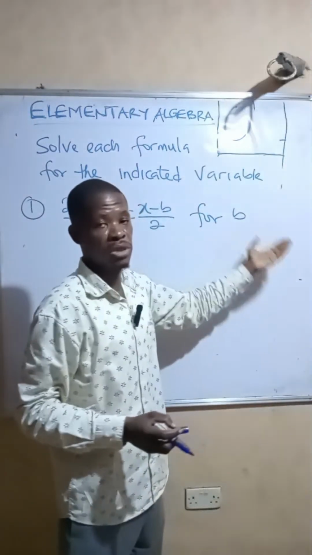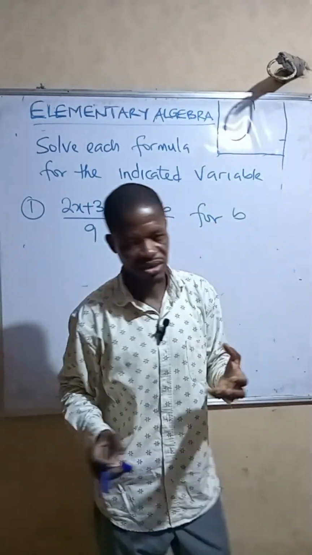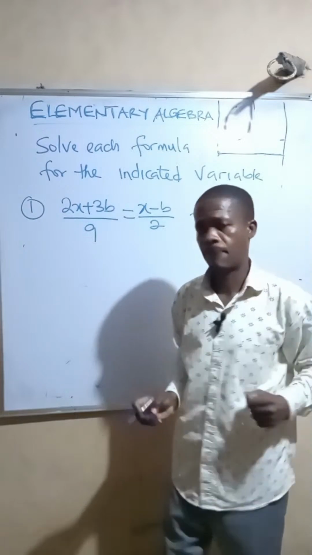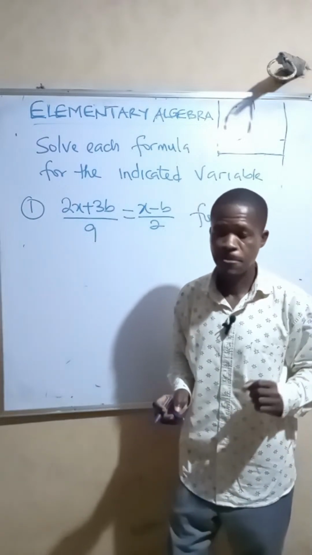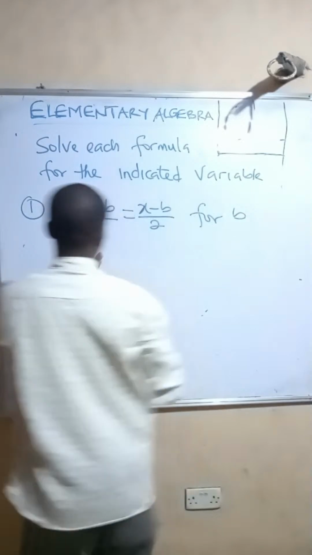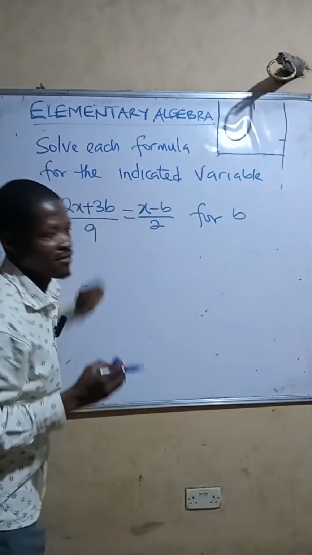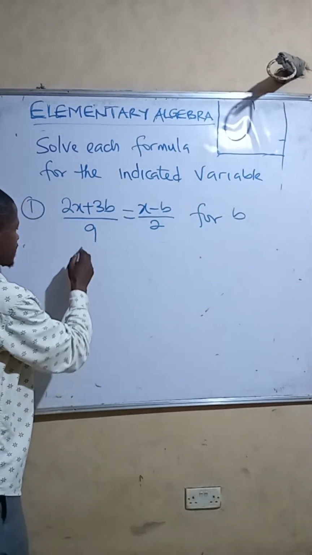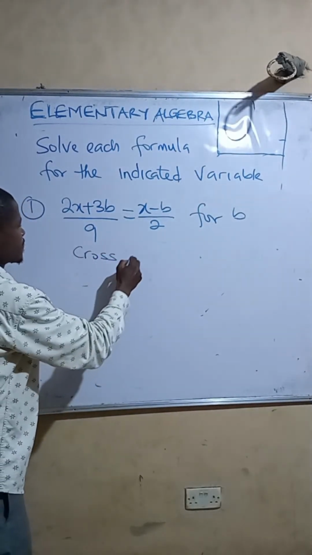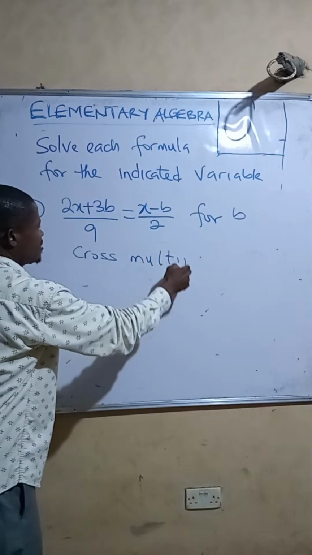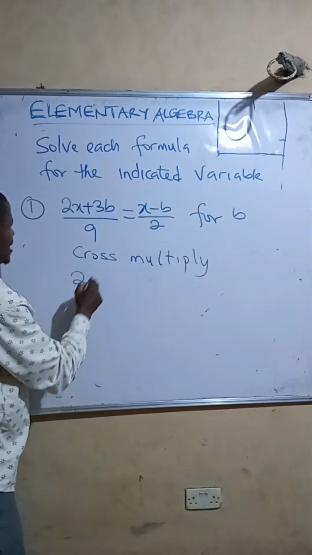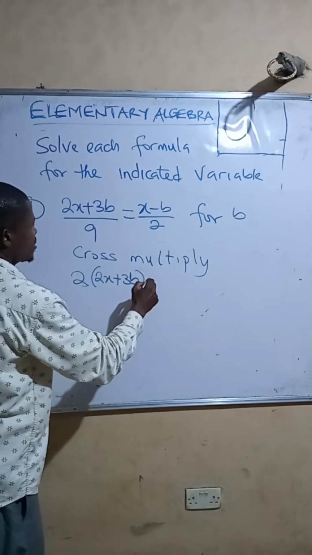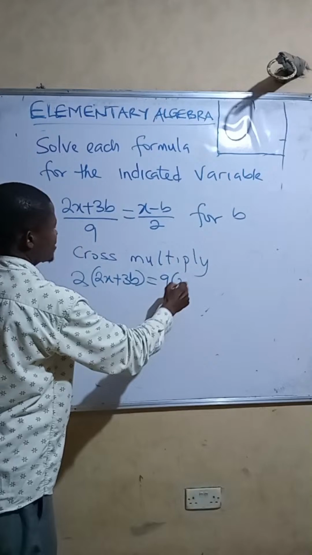When you're told to solve for B, you are being instructed to make B the subject of the formula. Okay? So what we're going to do here, this is a fraction. Step 1, cross multiply. If you do that, we're going to have 2 times (2x plus 3b) equal to 9 times (x minus b).